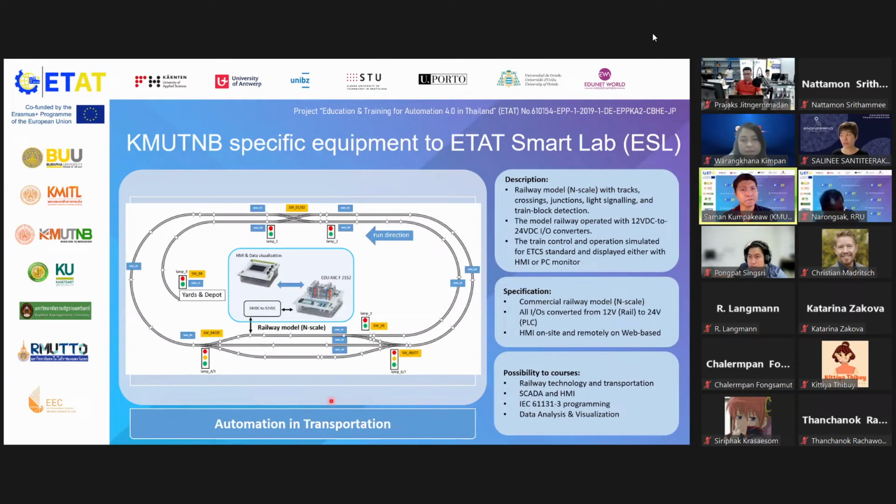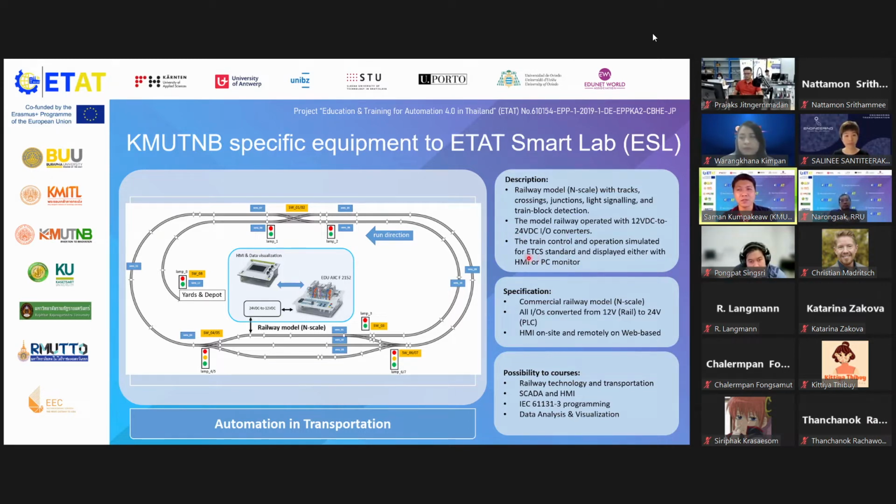The last set for me would be about transportation, in the case of the railway. I will use the railway model in N scale, the small one, which has functional crossing, junction and so on on the railway track. And these models would be supplied with 12 volts DC. So I have to convert them to be compatible with the PLC, which is fitted with 24 volt DC.